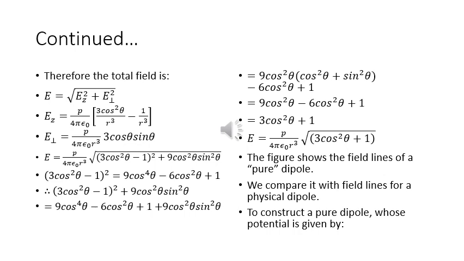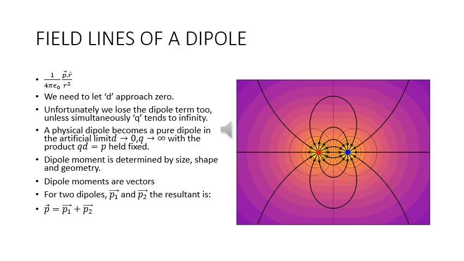The figure on the next slide shows the field lines for a pure dipole. We can compare it with the field lines for a physical dipole. To construct a pure dipole whose potential is given by 1 upon 4 pi epsilon naught p dot r upon r square, we need to let d approach 0. Unfortunately, we lose the dipole term too, unless simultaneously q tends to infinity. A physical dipole becomes a pure dipole in the artificial limit d tending to 0 and q tending to infinity, with the product qd equal to p held fixed.